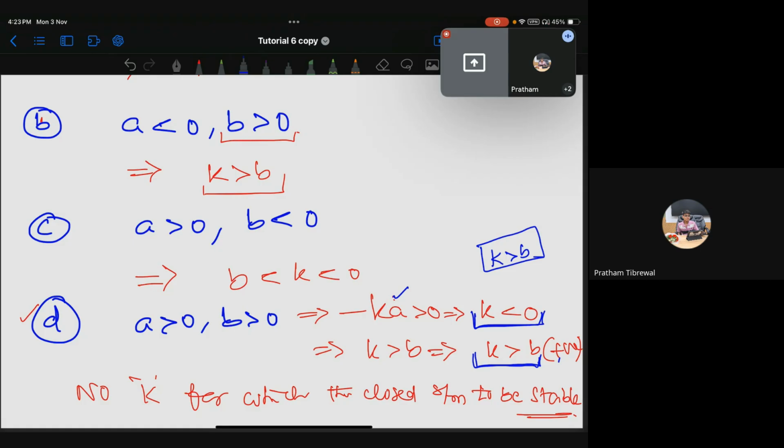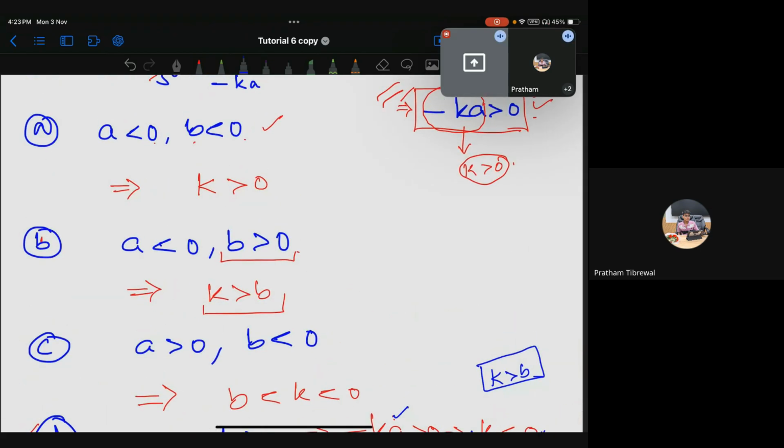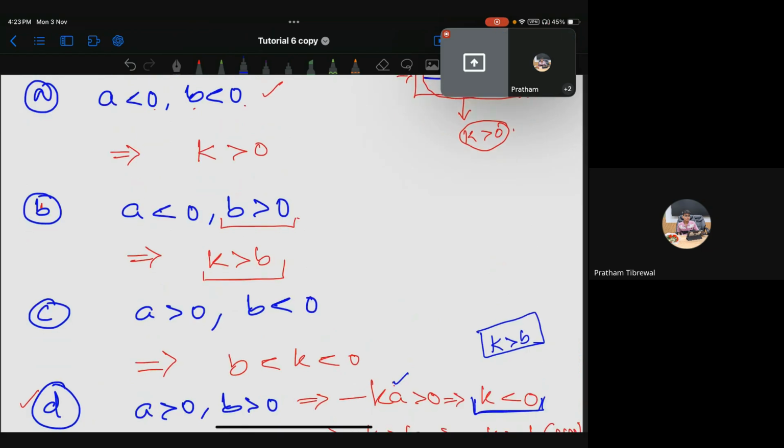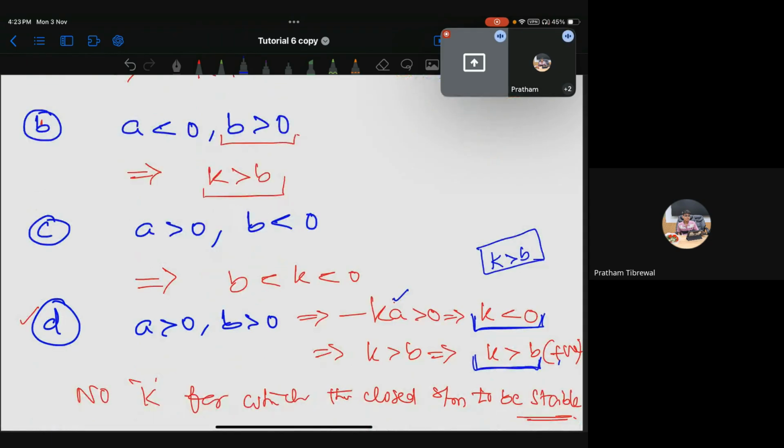So the other three cases are fine. In the other three cases the system would be stable, but in case D, we cannot find any value of k which makes the system stable. There is no existence of the condition for the value of k. The last one only.